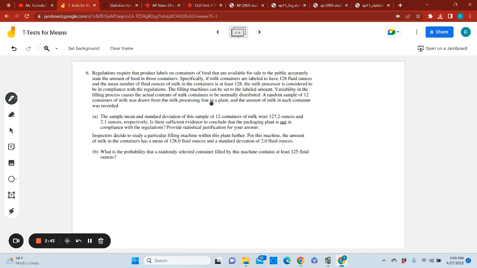A random sample of 12 containers of milk was drawn from the milk processing plant line, and the amount of milk in each container was recorded. So part A says, the sample mean and standard deviation in this sample of 12 containers of milk was 127.2 ounces with a standard deviation of 2.1 ounces. Is there sufficient evidence to conclude that the packing plant is not in compliance with regulations? Provide statistical justification for your answer.